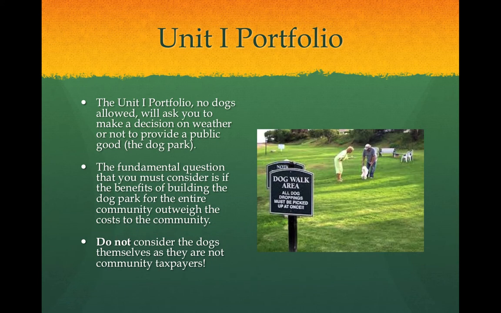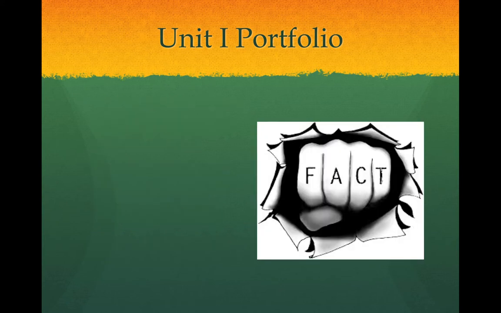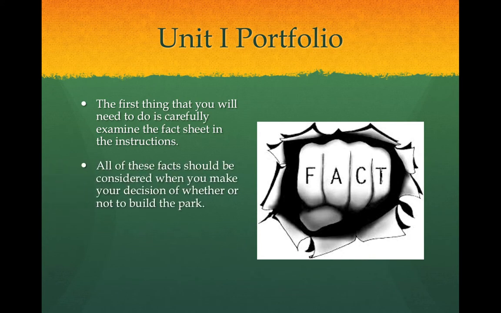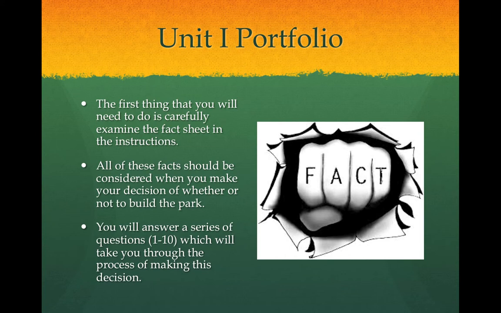You are only to consider tax-paying adults who live in this particular community, who will be funding it through their incomes and their property. The first thing that you will need to do is carefully examine the fact sheet included with the instructions and take a good look at everything that's listed there. All of these facts should be considered when you make your decision of whether or not to build the park. You will answer a series of questions, numbered 1 to 10, which will take you through the process of making this decision.